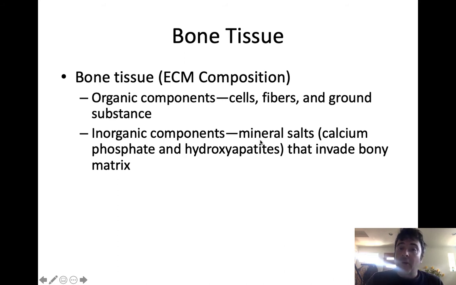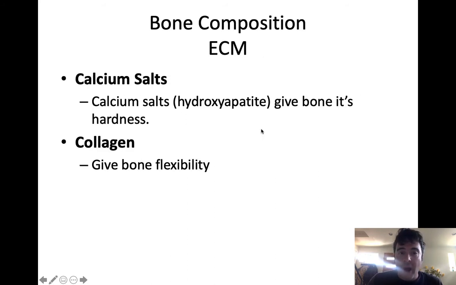Inorganic components include mineral salts, specifically calcium salts. The calcium phosphate salt that is one of the most important mineral components of bone is called hydroxyapatite. So we have collagen fibers and we have calcium salts. Now, when we think about bone, calcium salts make bone hard. They give it compression strength. So when you think about bones, you think about them as being relatively hard, right? What makes bone hard are those calcium salts. Calcium salts give bone hardness or compression strength.